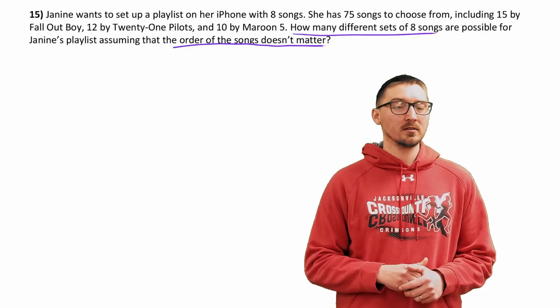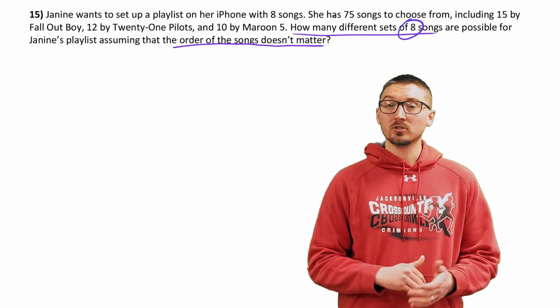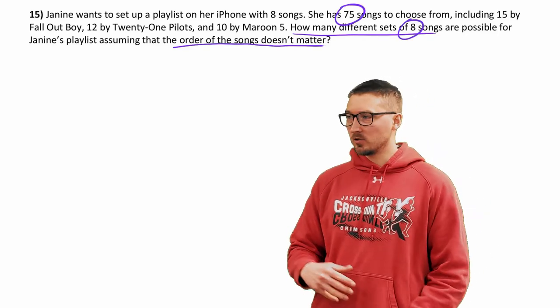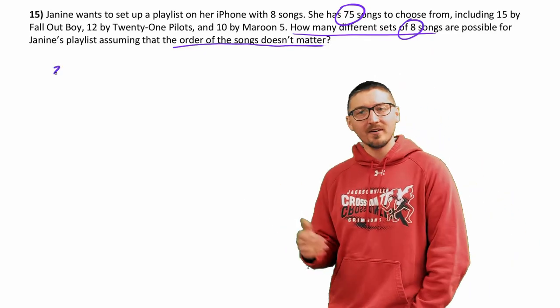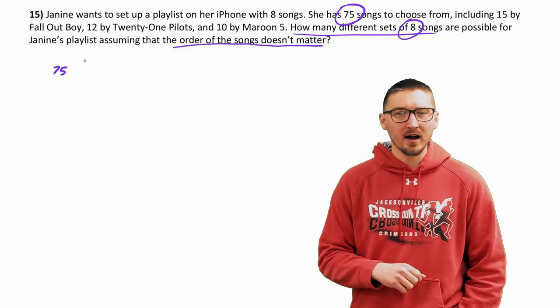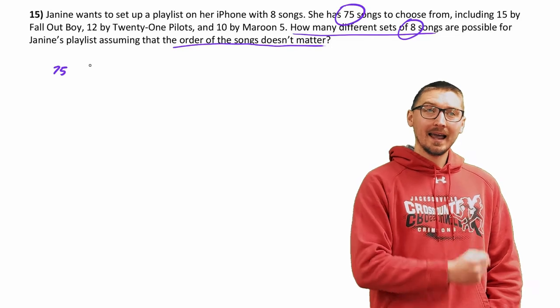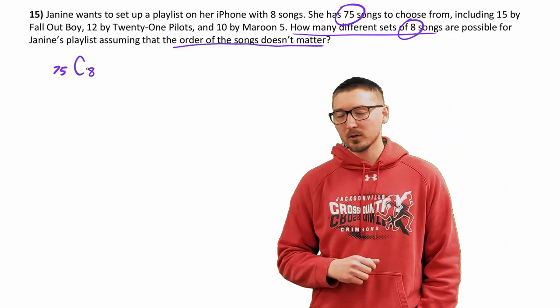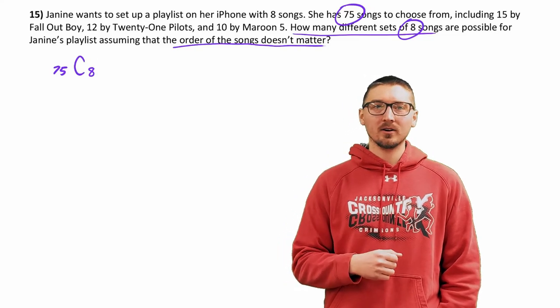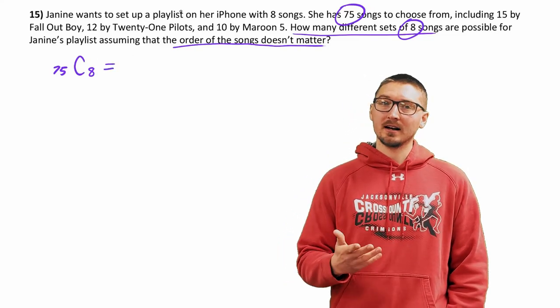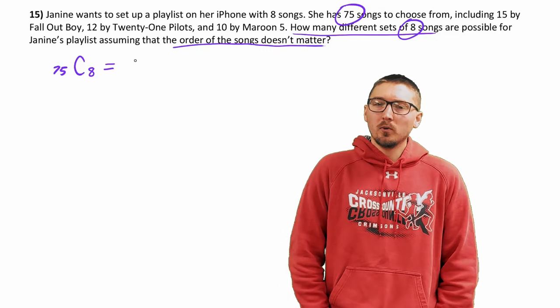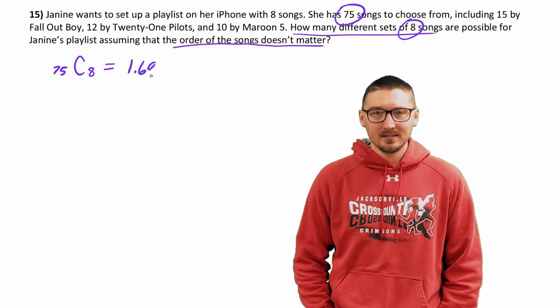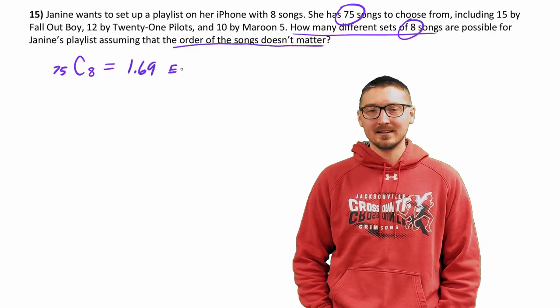It has more to do with the number of possibilities and what you're choosing out of those. So think about the total number of songs to choose from. There are 75 total. Out of those 75, I'm going to be picking 8 of them. Now the order doesn't matter here, so it's a combination, not a permutation. Typing that in your calculator gives you an answer in scientific notation. It says 1.69 times 10 to the 10, or 1.69 E10.